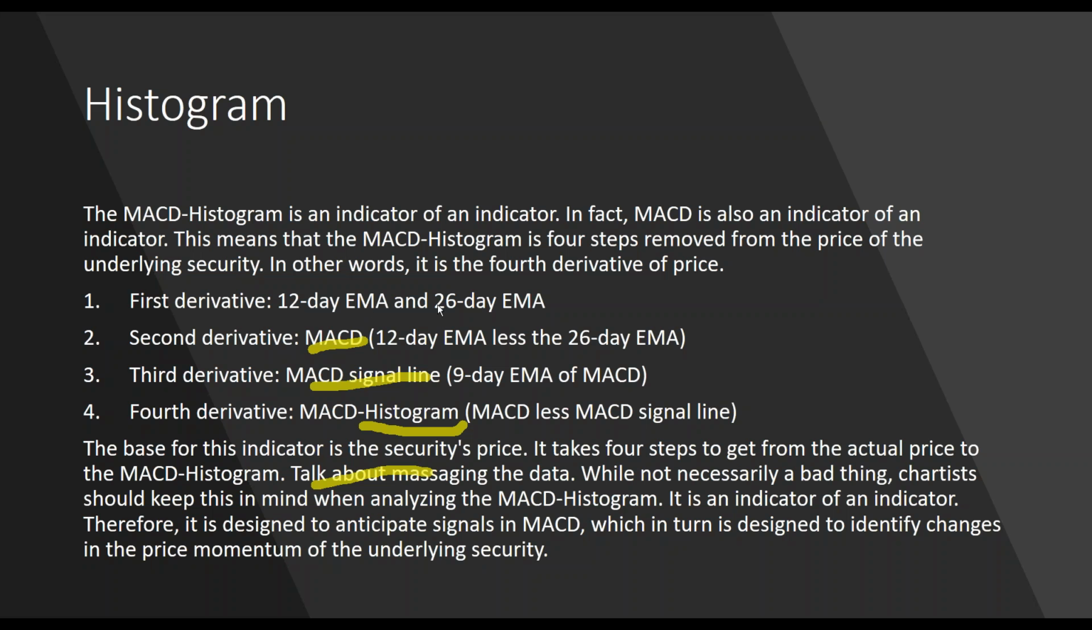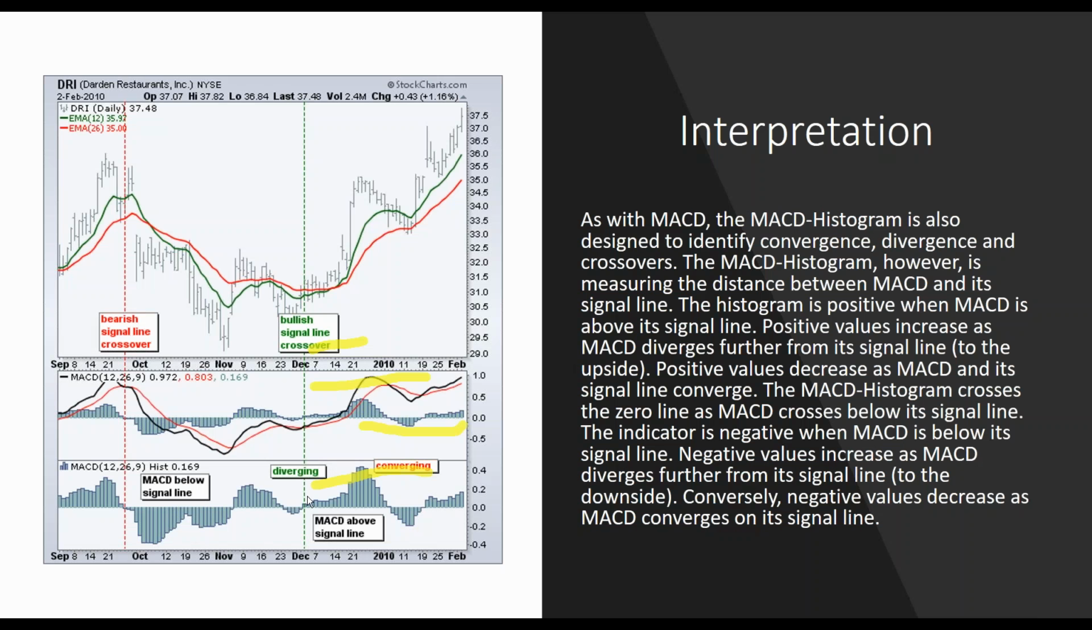12-day and 26-day EMAs. Then it becomes a derivative and forms the MACD. It's the difference between the 12-day EMA minus the 26-day EMA. That gives us our MACD line. Then we get to the third, and we take the average of the MACD line, which gives us our signal line. And then the difference between the second derivative and the third derivative is plotted on the histogram. So the histogram is simply the calculations of all the other calculations.